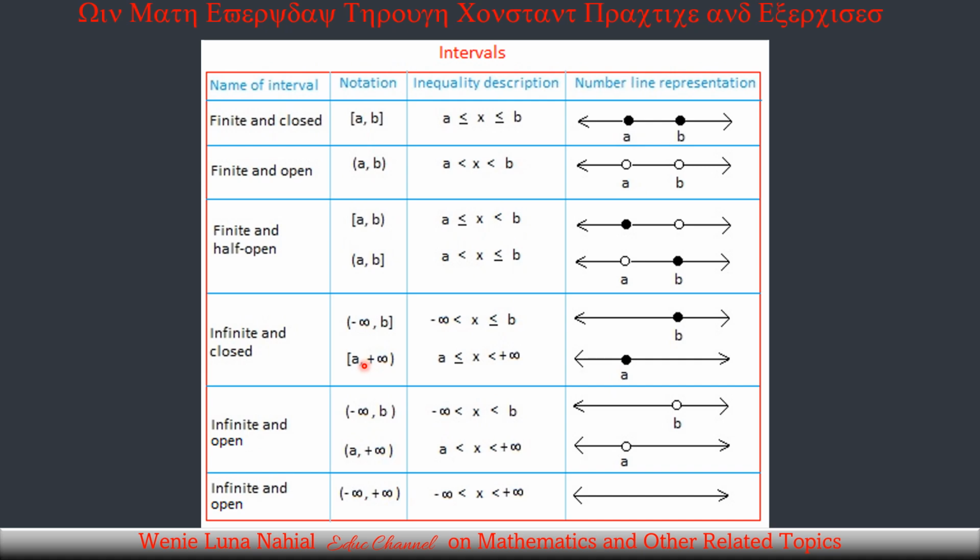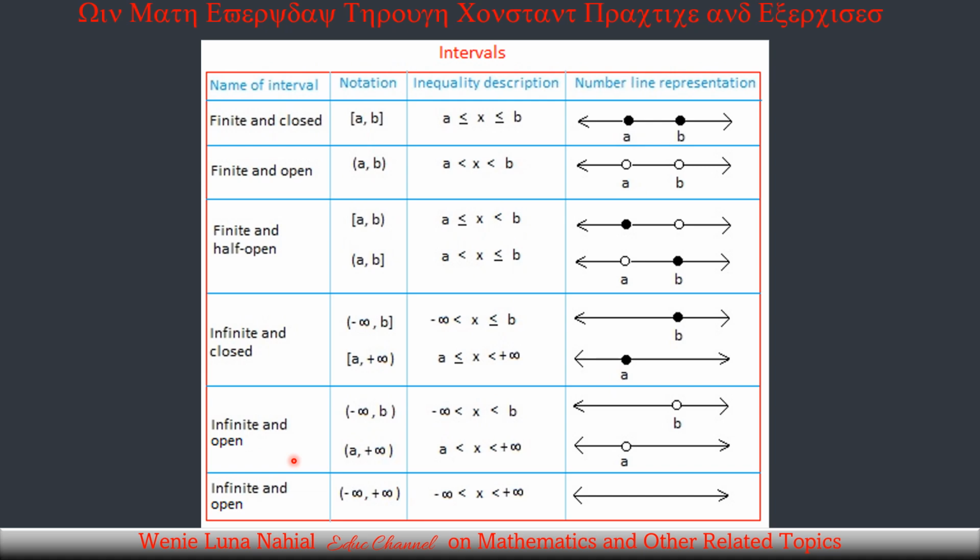And for this one, half open to the right, but this is infinite and closed. So you have the inequality, A is less than or equal to x, and x is less than or equal to positive infinity. So the number line representation is this. We have a solid dot for A, and we are referring only to all the numbers to the right of A. Then we have infinite and open.